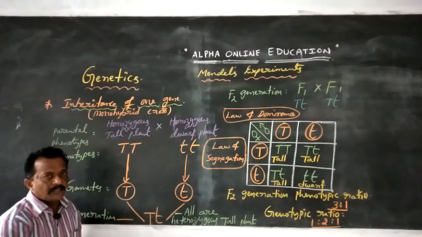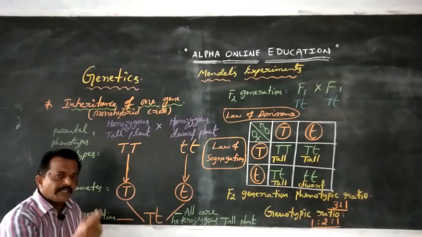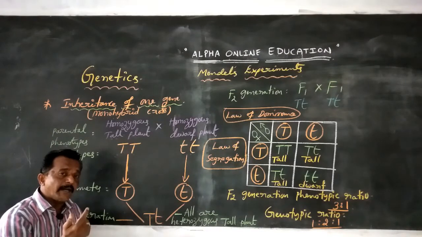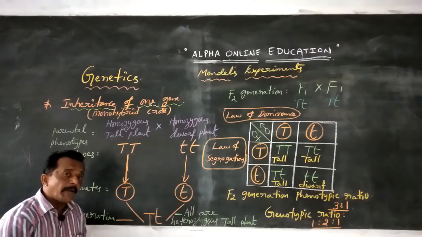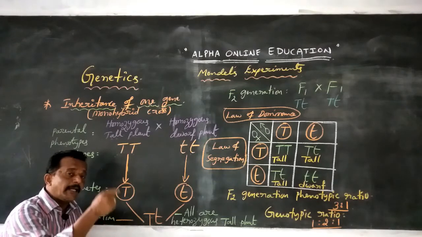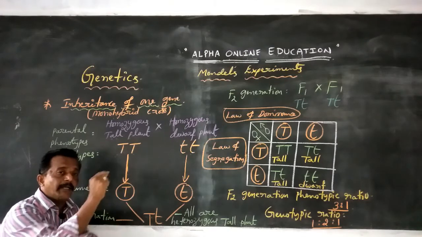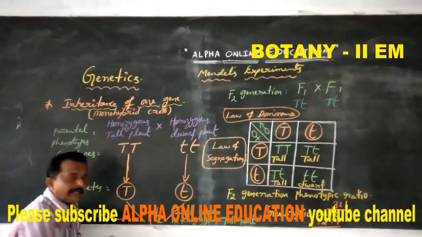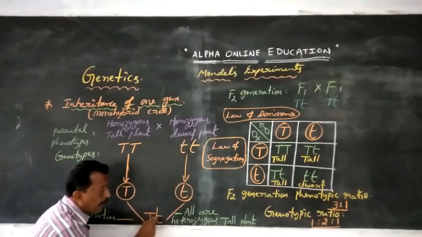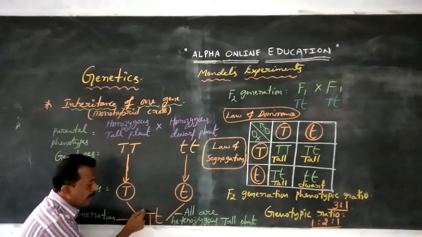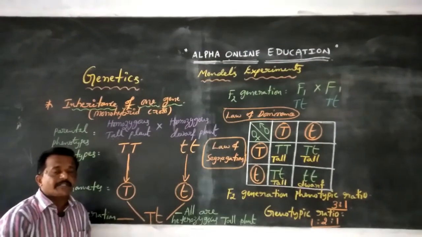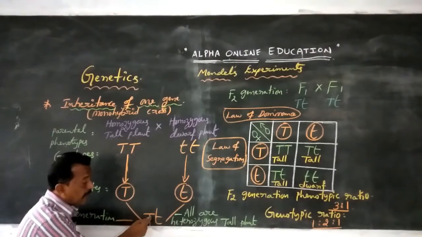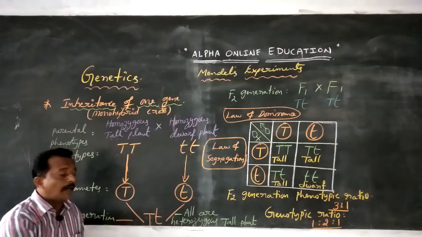Now, the first filial generation, or F1 generation, is phenotypically all heterozygous tall plants. Why? Because here the law of dominance applies. The law of dominance states that in the heterozygous tall plant, capital T small t, capital T expresses the dominant and small t the recessive. Capital T is always dominant over small t, so all are heterozygous tall plants.